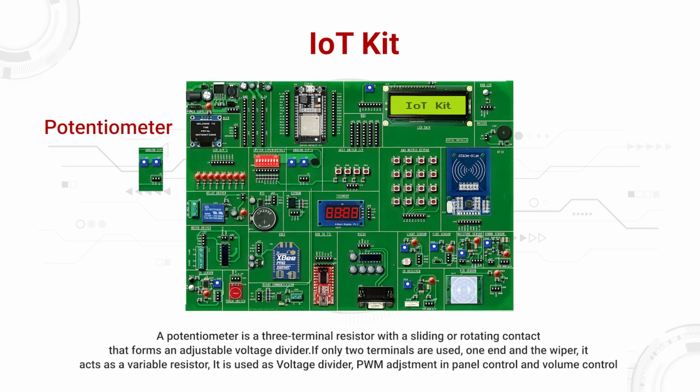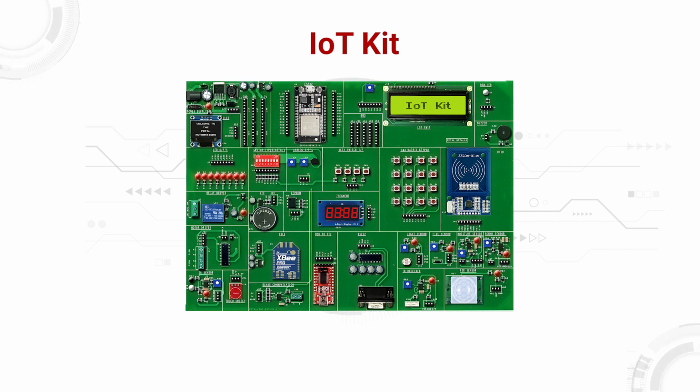A potentiometer is a 3-terminal resistor with a sliding or rotating contact that forms an adjustable voltage divider. If only 2 terminals are used, one end and the wiper, it acts as a variable resistor. It is used as a voltage divider, for PWM adjustment in panel control and volume control.